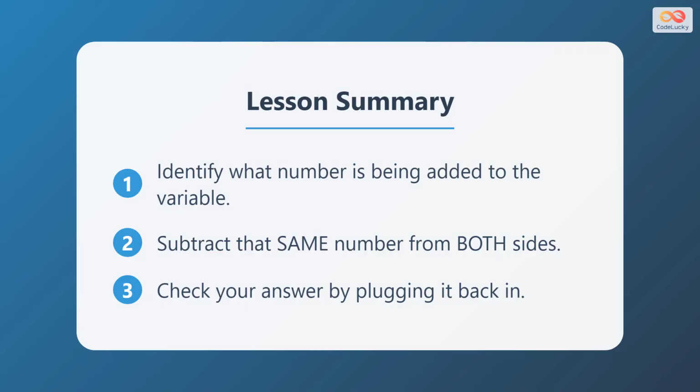To wrap up, here are the 3 steps to success. First, identify what number is being added to your variable. Second, subtract that exact same number from both sides of the equation. And third, always check your answer to make sure it makes the original equation true.